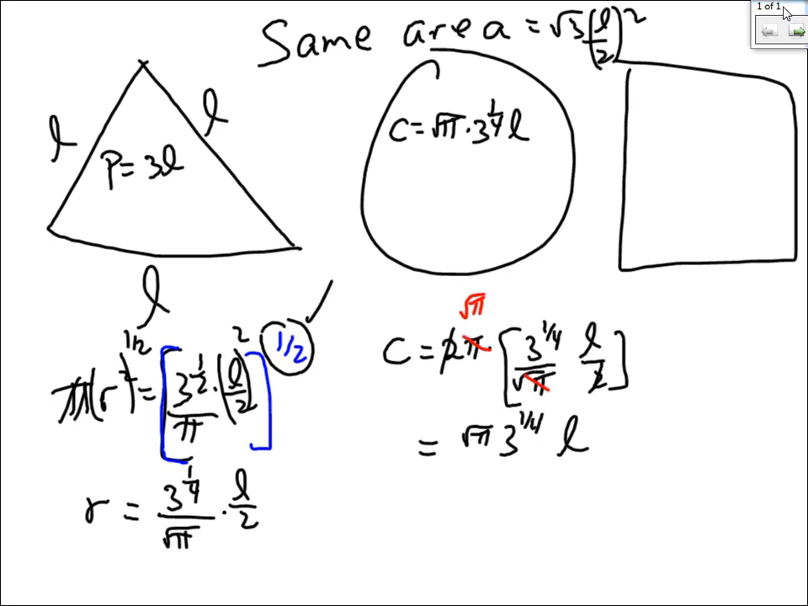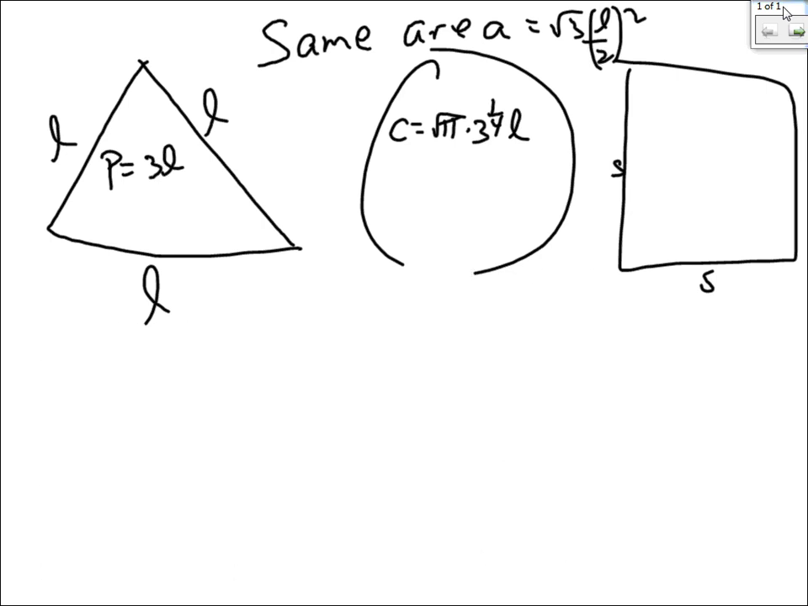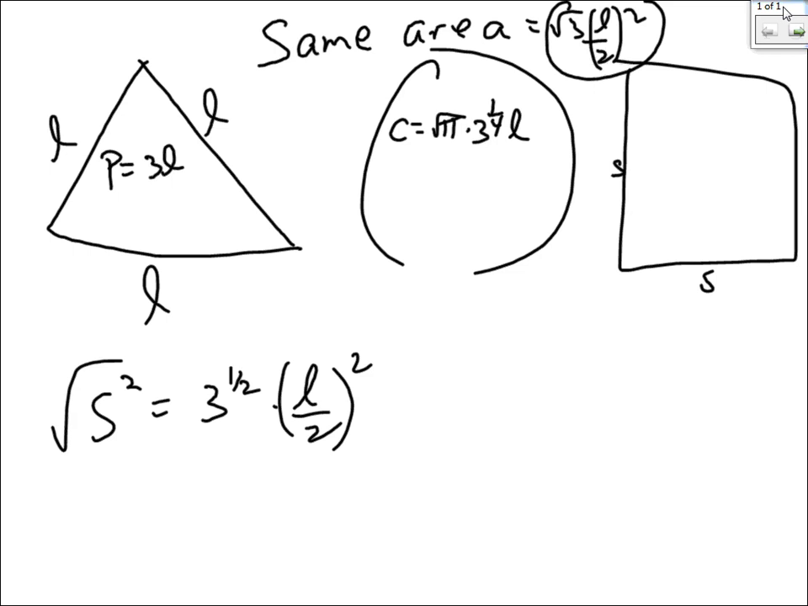Now, the square, well, this is side by side. S times S. So the area, S squared, is equal to this mess, which is the square root of 3 times L over 2 squared. Take the square root of both sides. You don't have to worry about plus or minus because S is the length of a side of a square. It's going to be positive. Just like with the area, we know the circumference is positive.